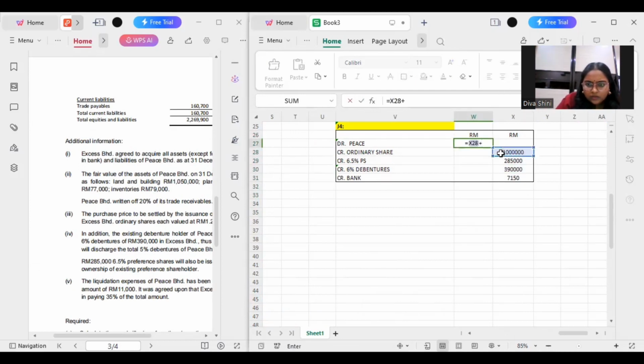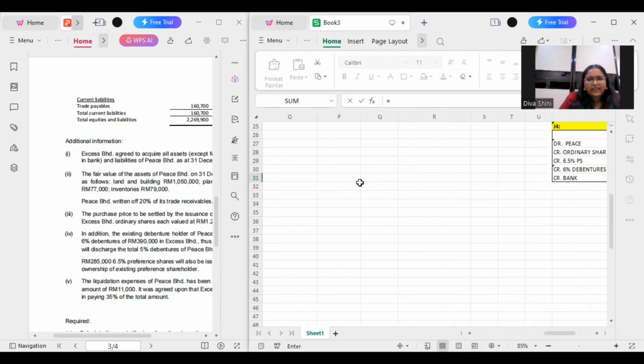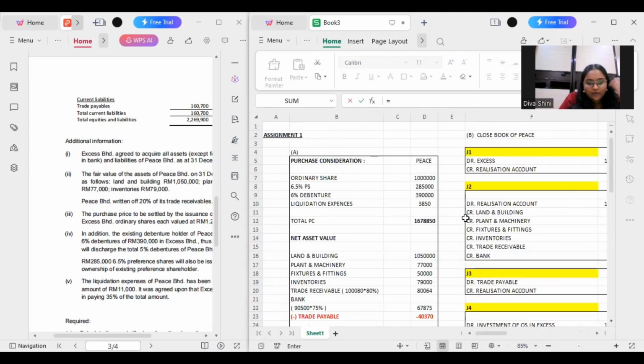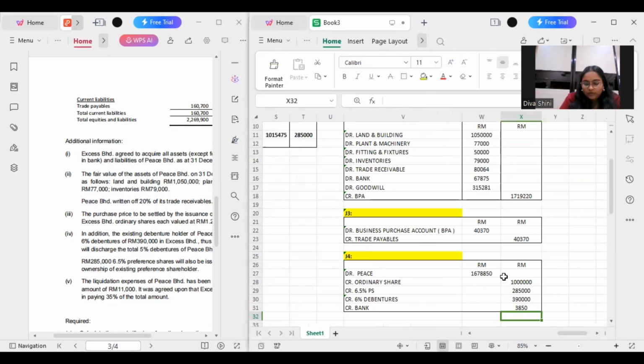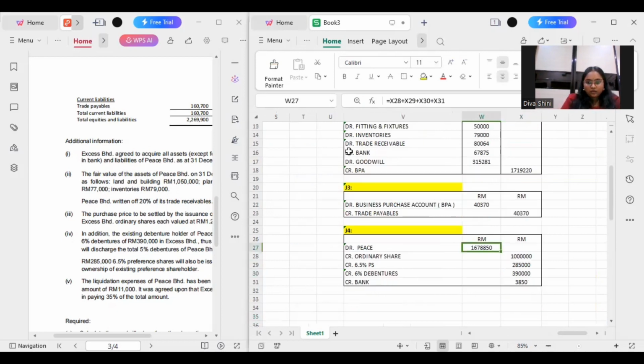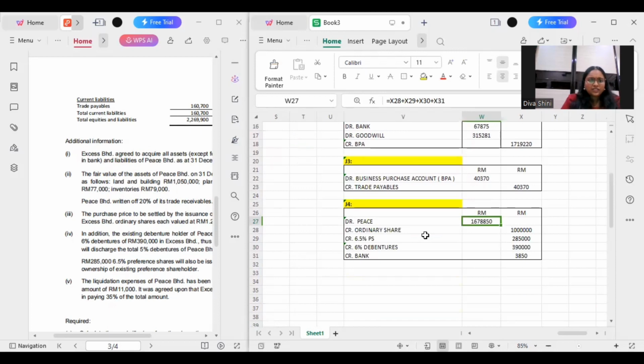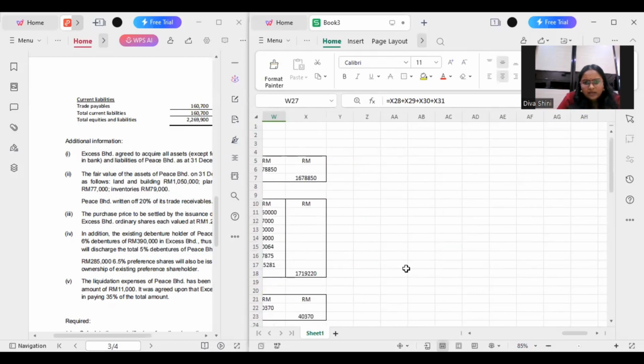We need to plus this. So for the bank amount here, we need to add the, sorry, I was confused. The bank account we need to add here because we need to get the total PC of PC in the journal form. So it will be same. And that's all the journal for Axis. And after journal, we need to do business purchase account, and last is SOFP immediately of SOFP. So the business purchase account I'm doing beside it.